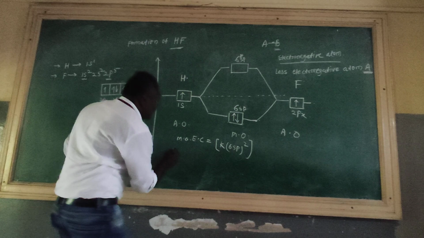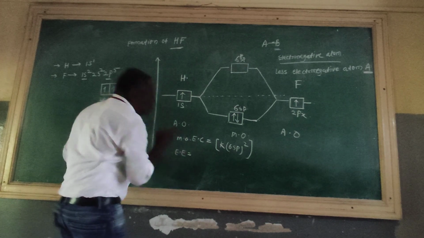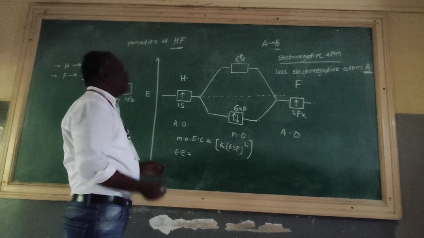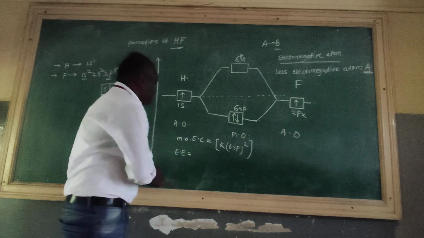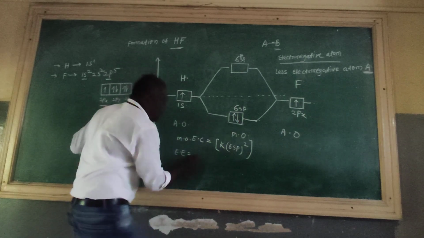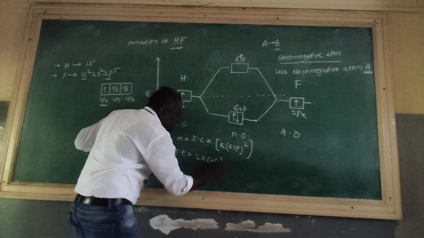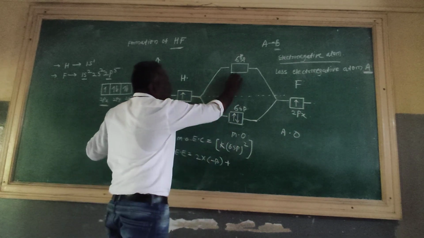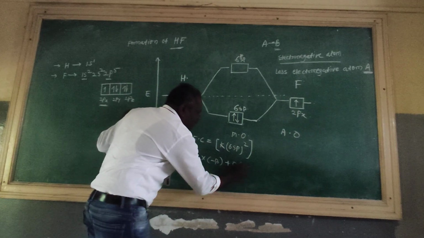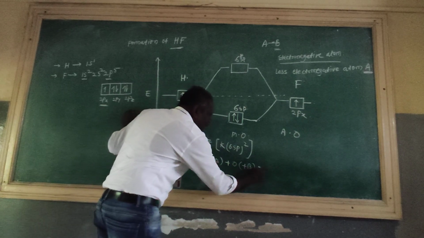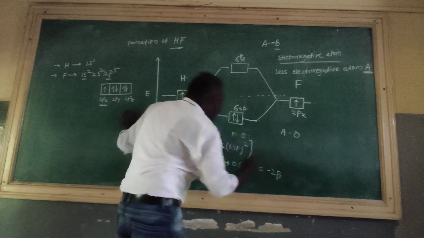Then the next one is the stabilization energy, or energy you want. Energy you want is equal to what? Number of electrons in the bonding molecular orbital into minus beta. The number of electrons in the bonding molecular orbital is 2, into minus beta, plus the number of electrons in the antibonding molecular orbital into plus beta, that is 0 into plus beta. Therefore, energy you want is equal to minus 2 beta.